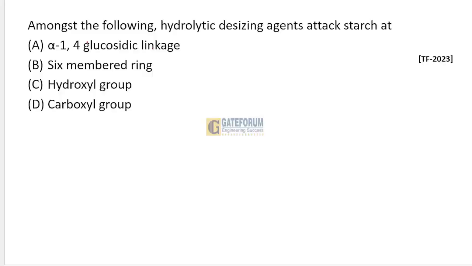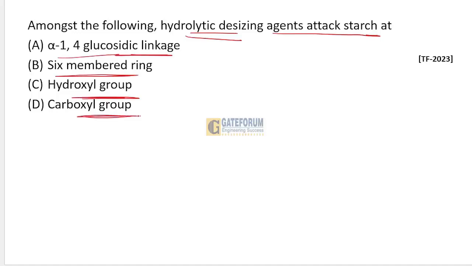Amongst the following, the hydrolytic desizing agents attack starch at alpha 1,4 glucosidic linkage, 6-membered ring, hydroxyl group or carboxyl group. So you need to know about the hydrolytic desizing agents, how these hydrolytic desizing agents attack. This is a chemical processing question. Now the chemical processing weightage is also on the higher end.